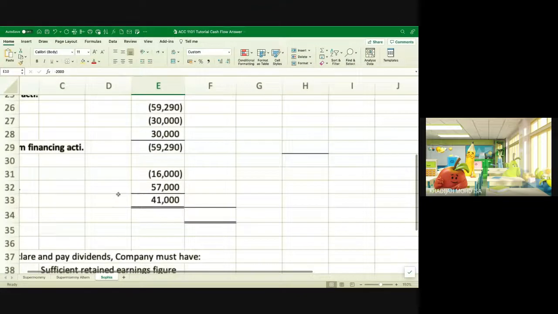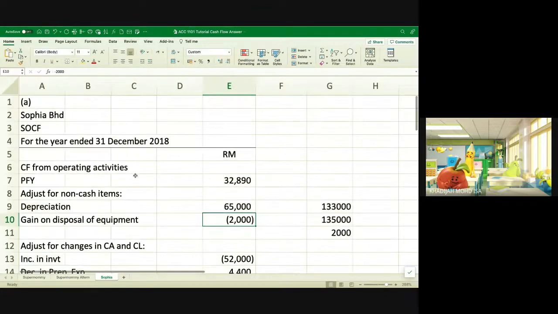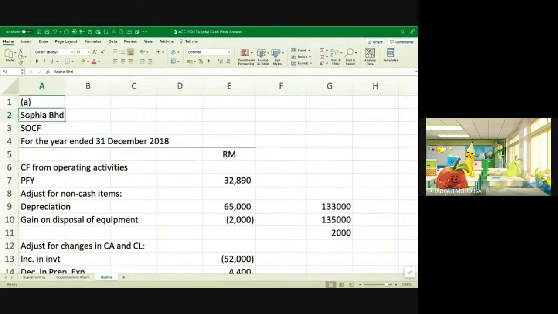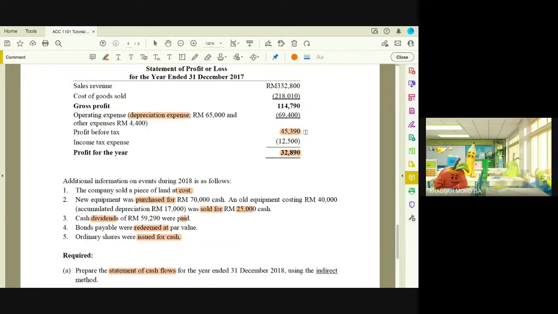Right. So we start with the profit for the year. How much is the profit for the year? 32,890. So don't forget the title of the cash flow. First put in the name of the company, statement of cash flow for the year ended 31st December 2018. Right? So this is your operating activities. The first one we start with is the profit for the year, which is 32,890. So be careful, yeah. You have two types of profit here. One is 45,390, and then you have income tax, and then you have profit for the year. So make sure that you take the profit for the year to go into your cash flow.